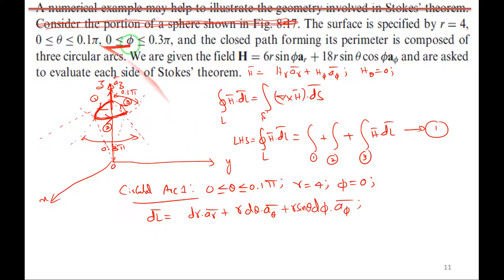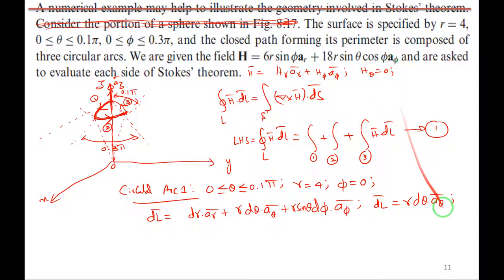Right? Then what about the h vector? The h vector has an r component as well as a phi component. So I have to take the dot product of h dot dl, right? So now what is dl here? In this case, along circular arc 1, dl is nothing but r d theta into a theta. So we'll take the dot product of h dot dl now. This is my dl, right? So ar dot a theta will be 0. Yes or no? ar dot a theta will be 0.